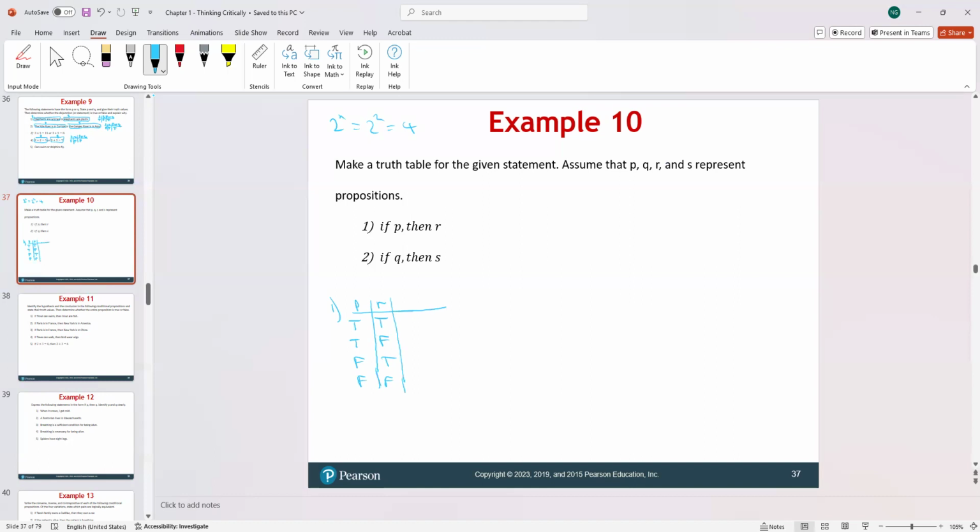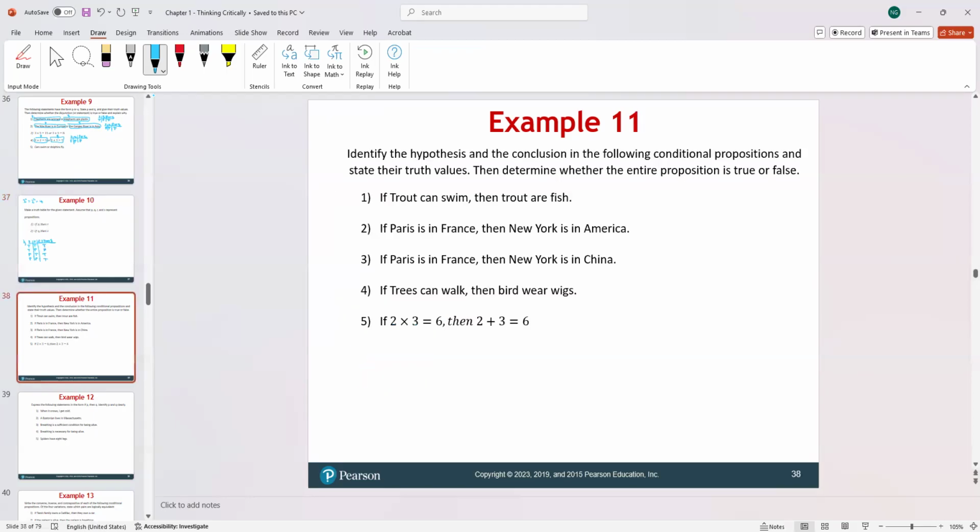But what they ask us to find is the conditional one. Conditional means if P then Q. So we write that. The only time it's false is when the first one is true and the other one is false. So remember that, otherwise they are all true. So I just do the first one because I know the second one will still be the same.